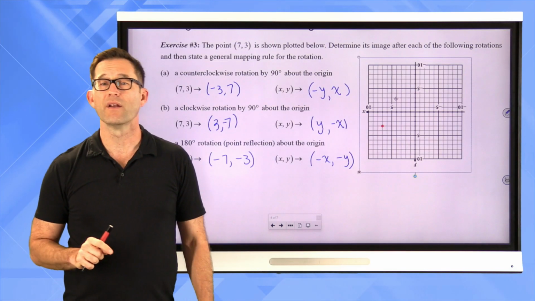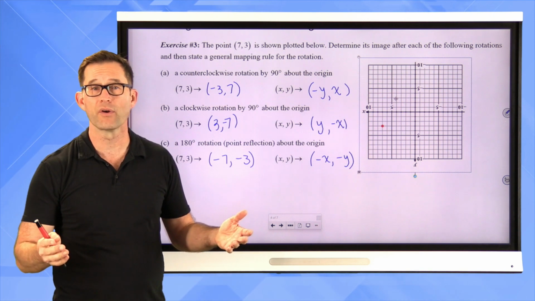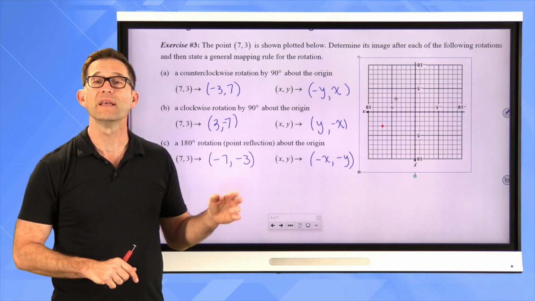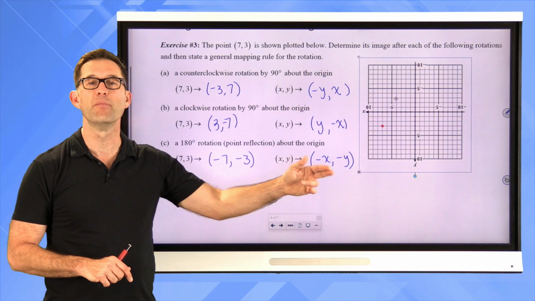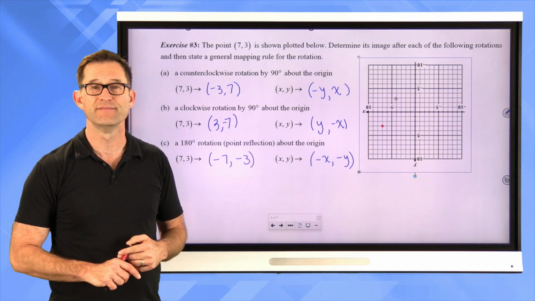In other words, all we do to do a point reflection through the origin, in other words, a 180-degree rotation about the origin, is we simply change the sign of both of our coordinates. We don't flip them at all, we just change their sign.